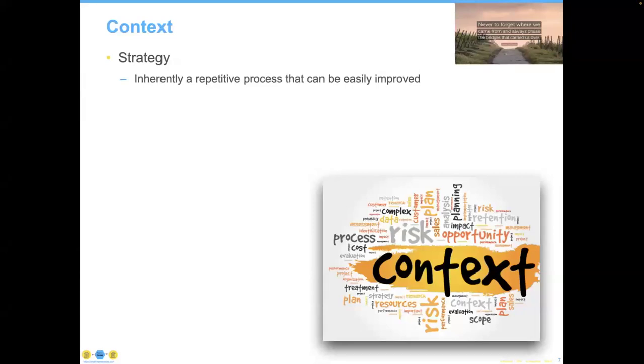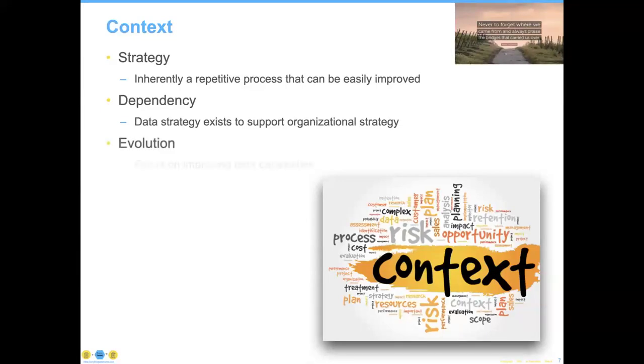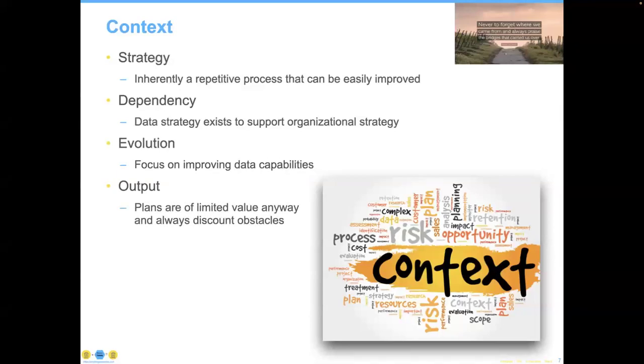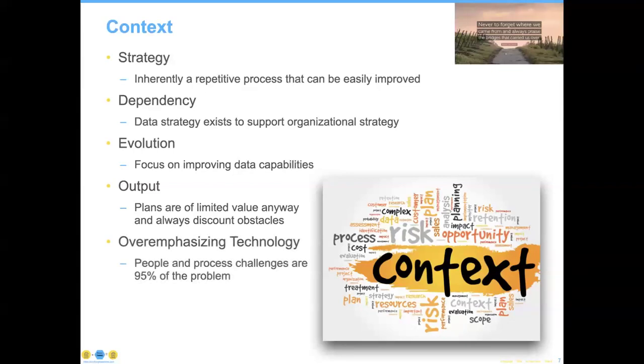of context on this. I contend that strategy is inherently a repetitive process that can be easily improved, and that the only reason a data strategy exists is to support the organizational strategy. Yes, of course, there can be complementary on each part, but really the dependency is clearly in that direction. There's an evolution focusing on improving data capabilities within the context of the larger organizational strategy. The plans are of limited value and always discount obstacles, as you'll see from the material coming up. And there's an overemphasis on technology. Year after year, our surveys show the same results, that people and process challenges are the large parts of the problem. So how does one get to Carnegie Hall?